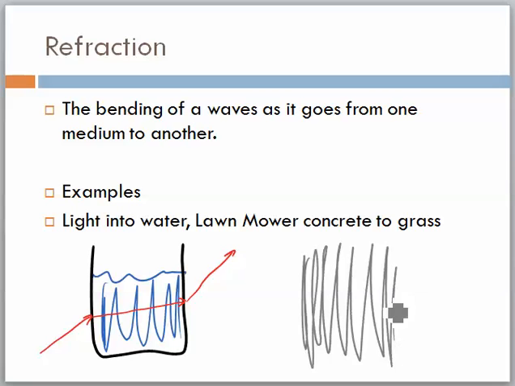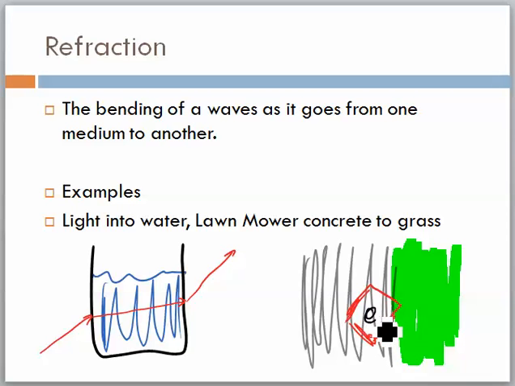Likewise, a very similar thing happens. Let's say we've got concrete here, and then off to the side of the concrete, we've got grass that's growing. And we're going to take a lawnmower and push it on here. On the lawnmower we've got the motor, and you've got the wheels on the sides here. Well, what I want you to understand is this is also an example of refraction, because of what happens now.